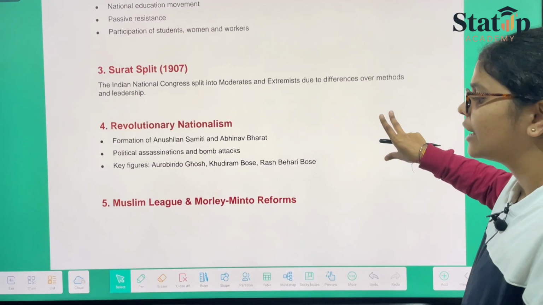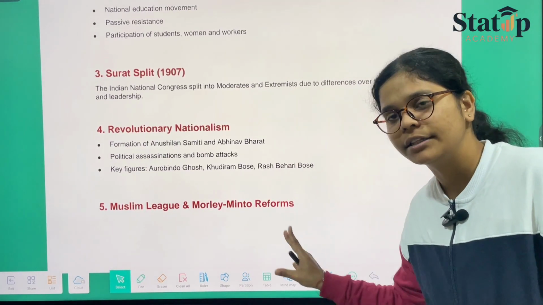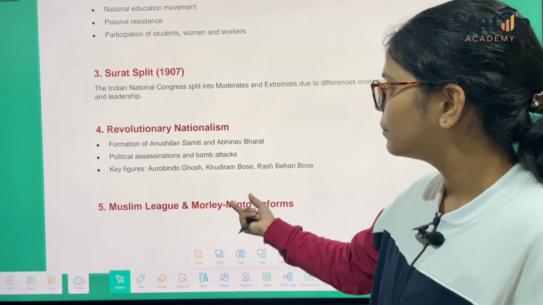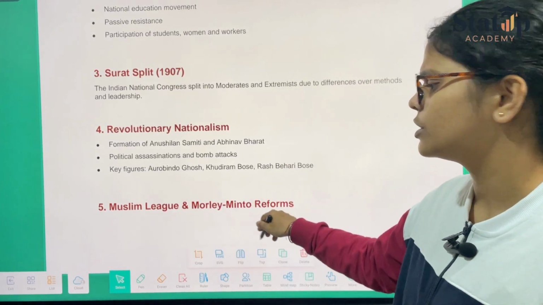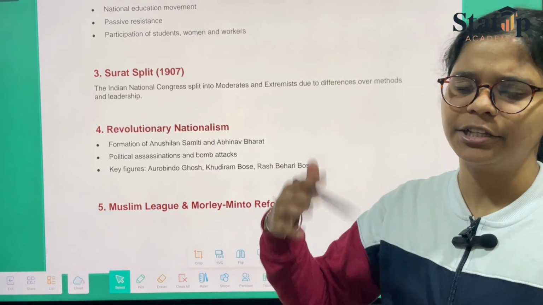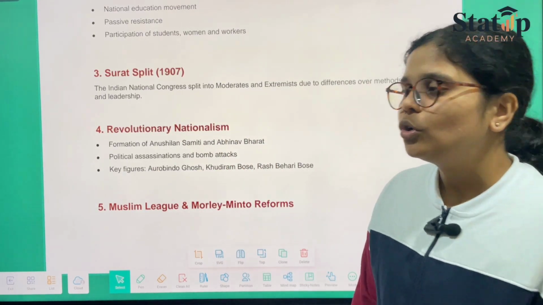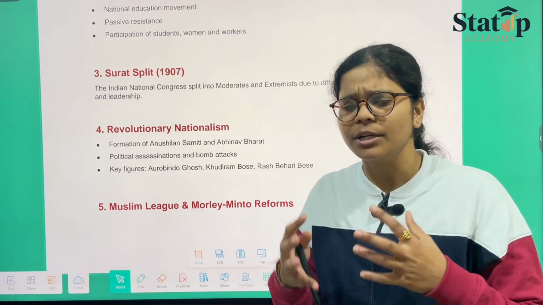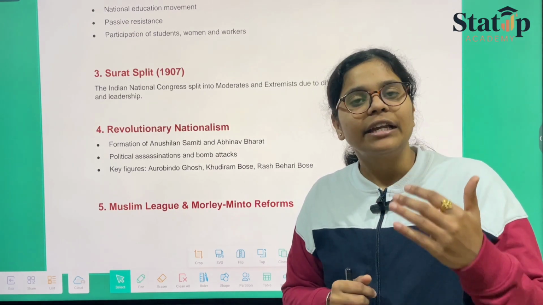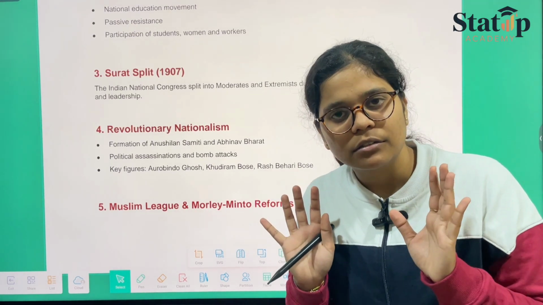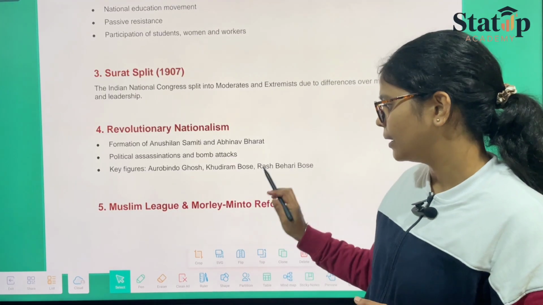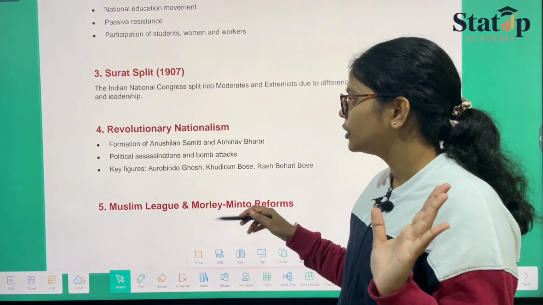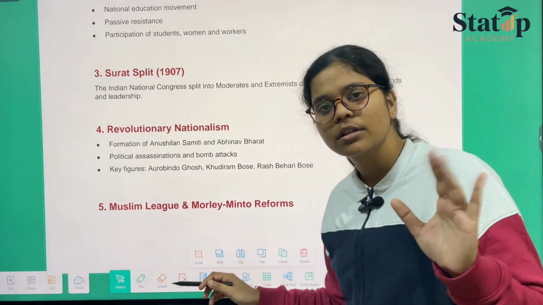Then the formation of the Muslim League and the Morley-Minto reforms. Morley-Minto reforms are nothing but the separate electorates for the Hindu community and for the Muslim community. These were given to us by Morley and Minto. Minto was the viceroy at that point of time, and Morley was sitting in Britain or the UK, you can say. So they both decided to gather the support of the Muslim community so that they could evolve in India and stay here for a longer period of time. Sorry, Minto was the viceroy at that point of time during the formation of the Muslim League, and Morley was sitting in Britain.